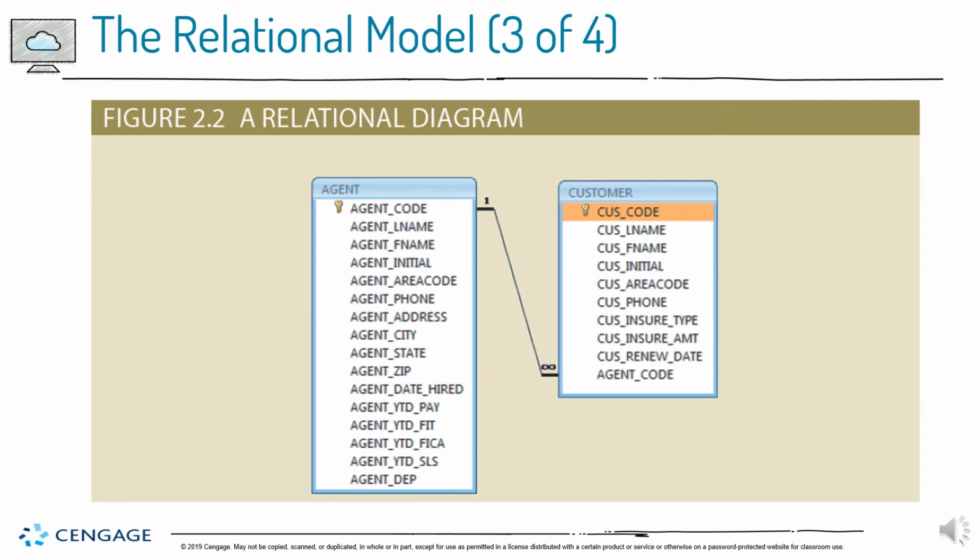Figure 2.2 displays the relational diagram that shows the connecting fields, agent code, and the relationship type one-to-many. Microsoft Access, the database software application used to generate this, employs the infinity symbol to indicate the many side. In this example, the customer represents the many side because an agent can have many customers. The agent represents the one side because each customer has only one agent.